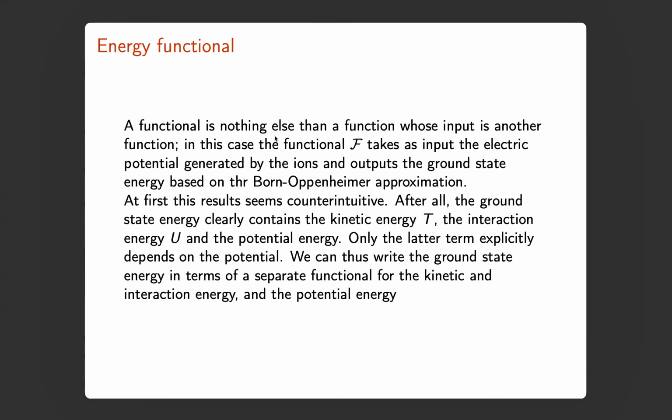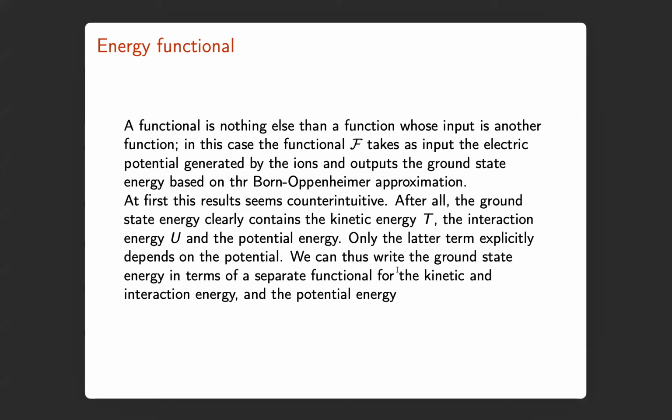A functional, as we have said before, is nothing else than a function whose input is another function. If you think back of what we said about Hartree-Fock, the function is the wave function, which we have used as an ansatz. But in this case, the functional takes as input the electric potential generated by the ions and outputs the ground state energy. At first, this result seems a little bit counterintuitive. After all, the ground state energy clearly contains the kinetic energy, the interaction energy, and the potential energy. And only the latter term explicitly depends on the potential.